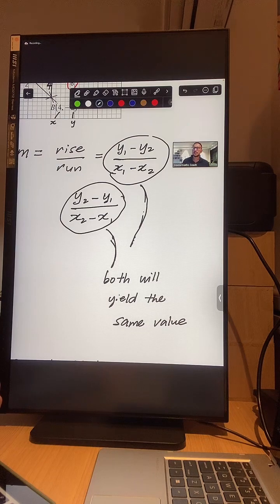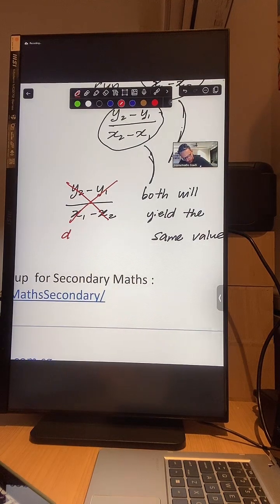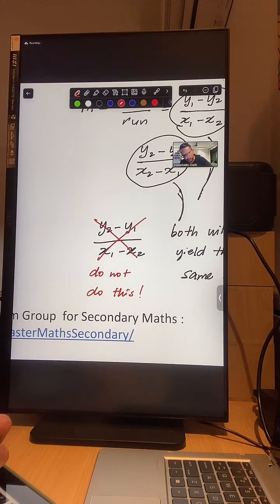But the important thing is, you cannot do y2 minus y1 over x1 minus x2. This one cannot. This one is out. Do not do this. You will not get the answer. And also, do not do one more thing. Some students make careless mistakes. They put the x1 minus x2 on top and y1 minus y2 below. This also cannot.